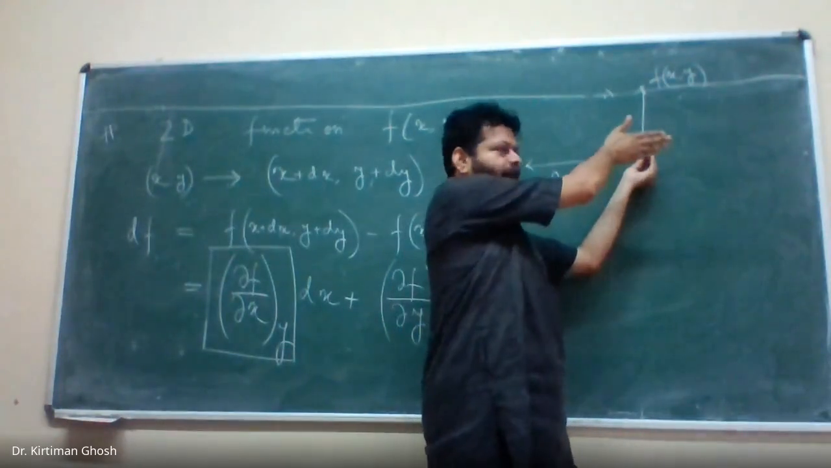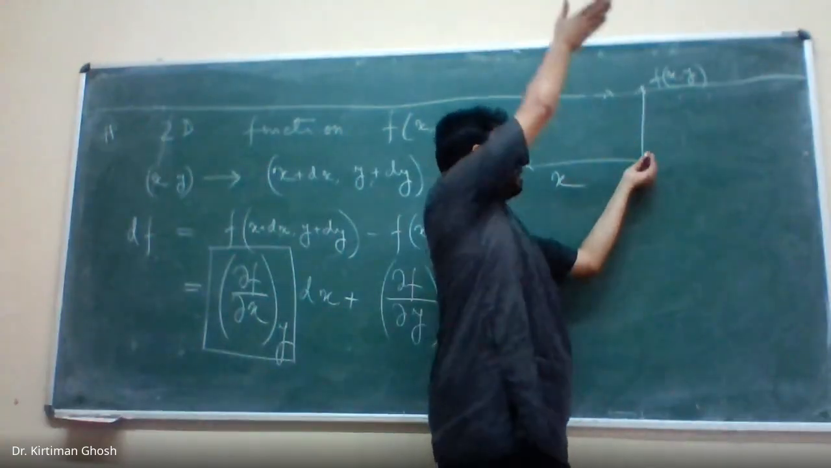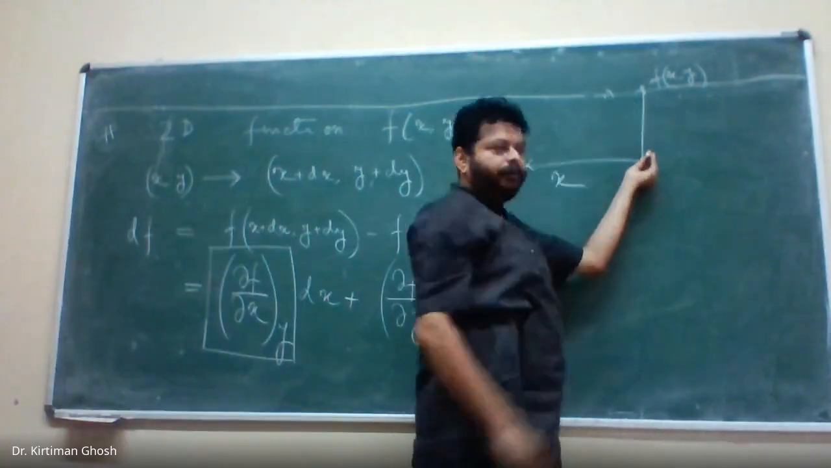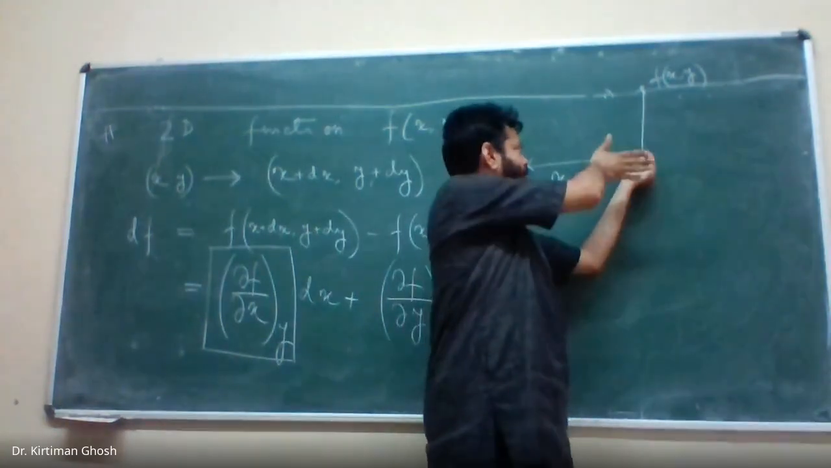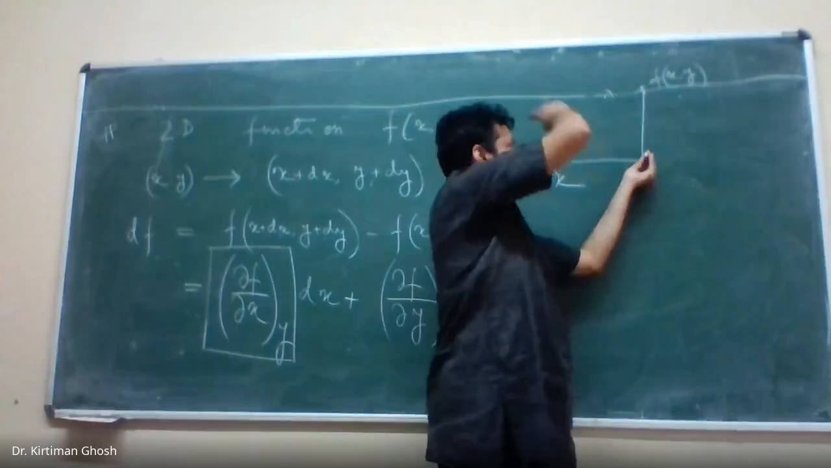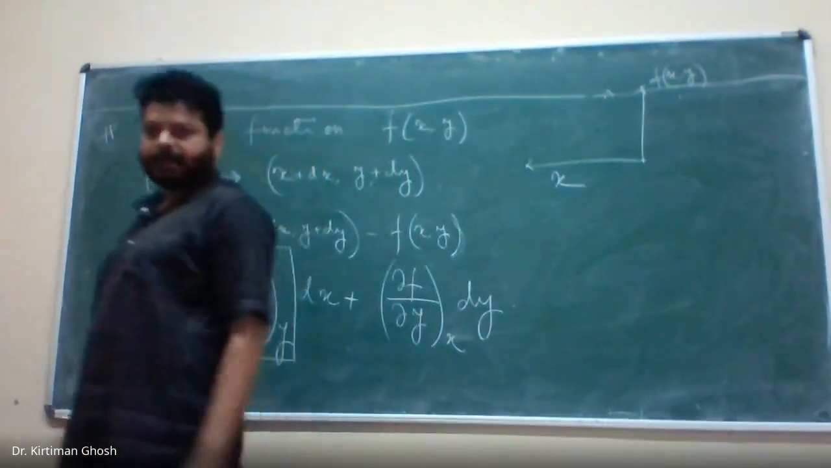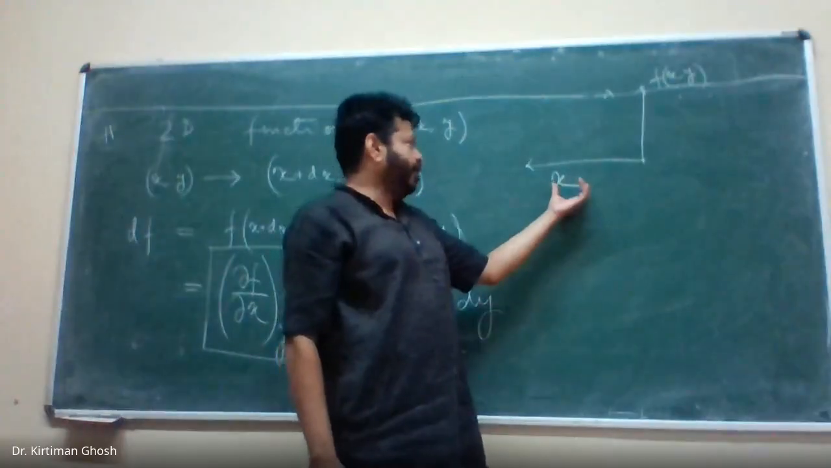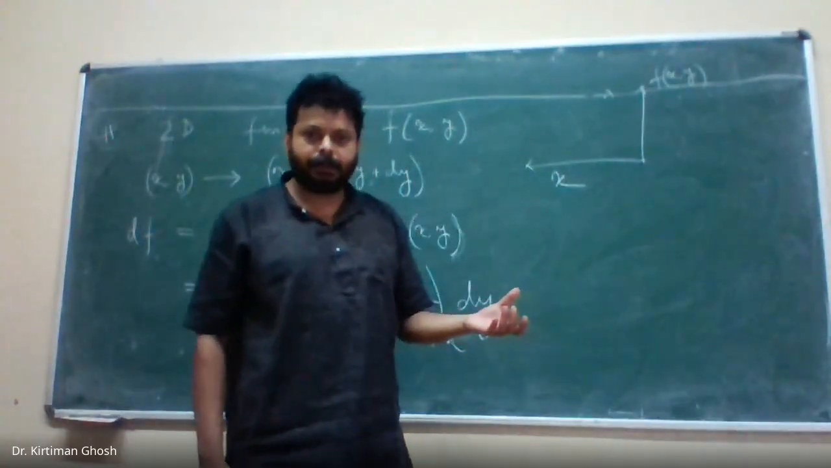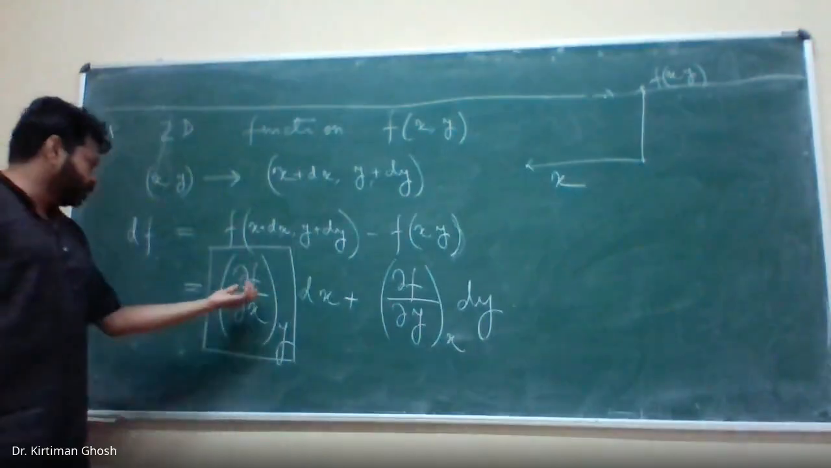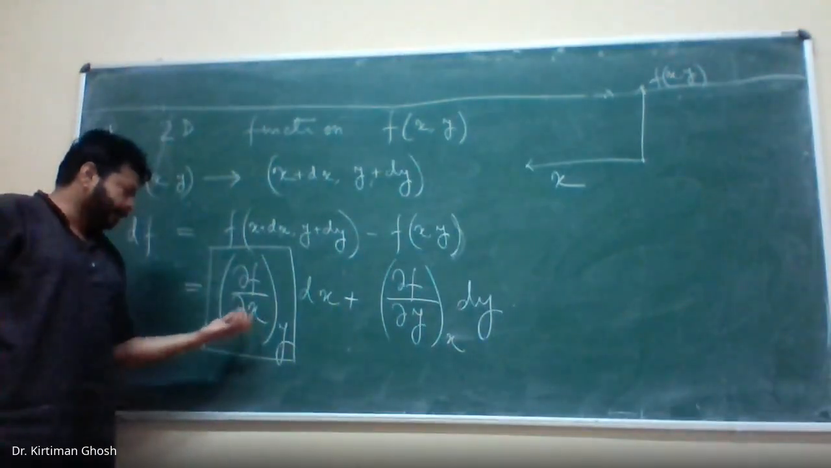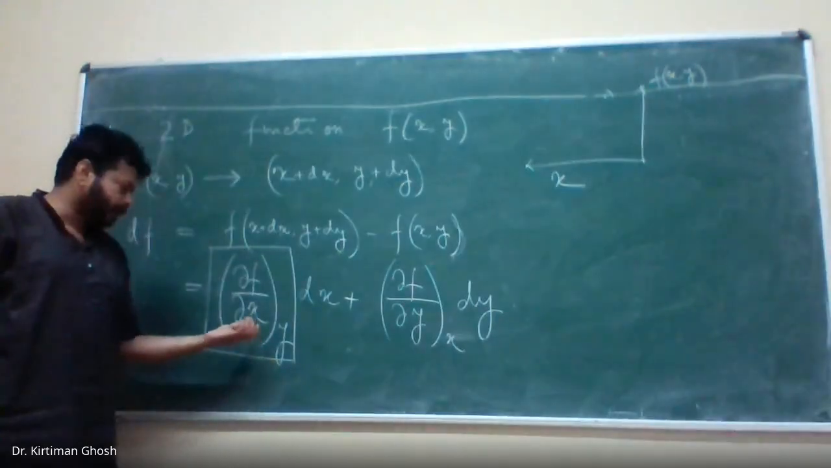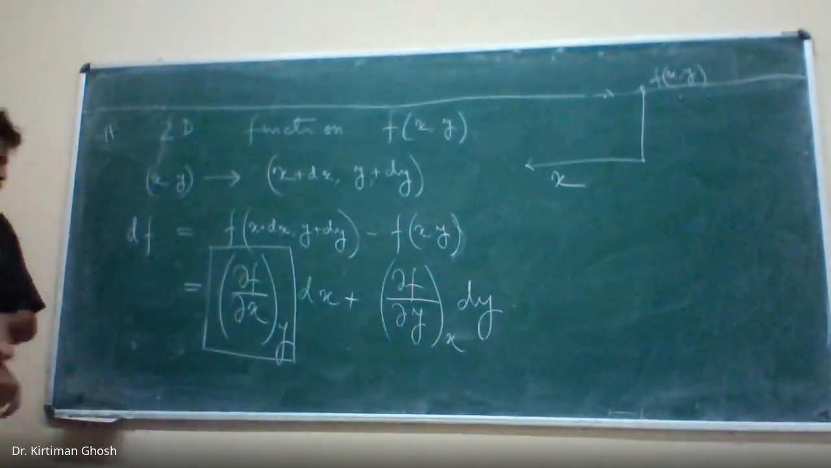Now, if I take a fixed value of y, that will correspond to another surface, another plane, which is parallel to this x and f plane. So that plane will cut the f(x, y) surface at a line. So two surfaces cut each other at a line. That line will be a function of x where y is fixed. So this quantity is basically taking the gradient of that line at a given point. So this is how you can define a partial derivative.